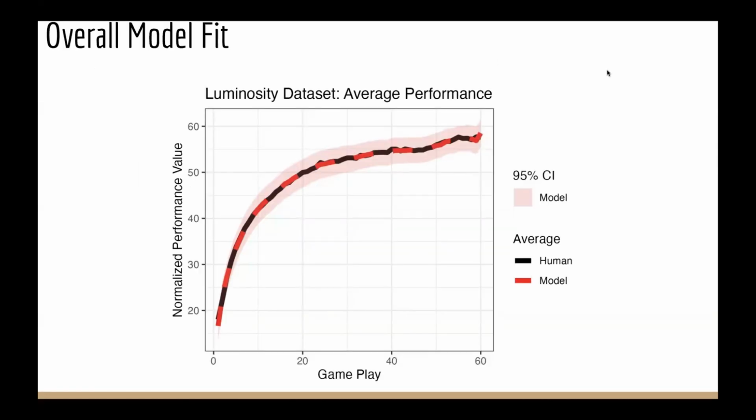An examination of the average normalized performance of individuals on Luminosity reveals a standard average performance curve with low initial performance, slowly increasing over gameplays. Overall, our learning model paired with our change detection algorithm, shown here in red, was able to fit the performance of subjects fairly well, with a correlation of 0.95 and an RMSD of 8.56.